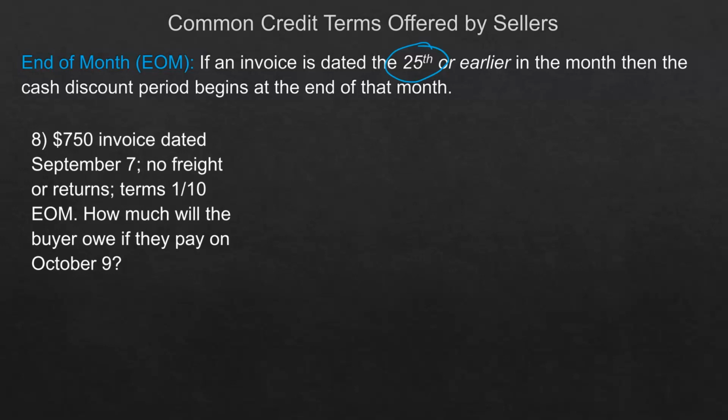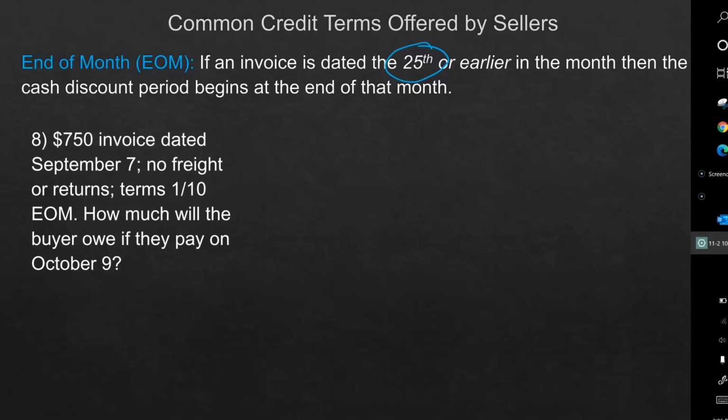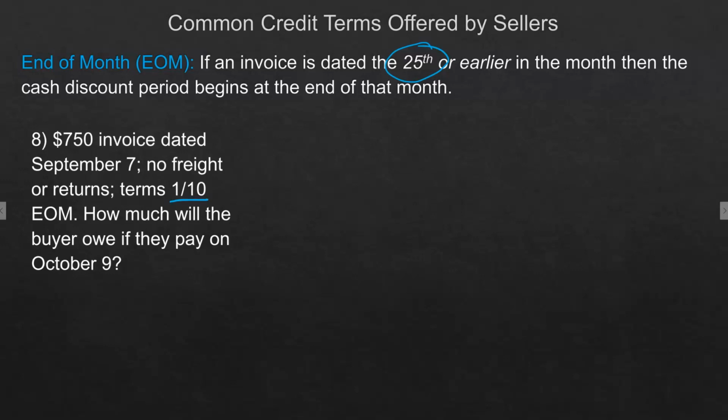Okay, so notice though that this one doesn't actually say anything about the credit period. It says terms are 1/10 EOM. So on this one, it's a 1% discount if we pay within 10 days from the end of the month. Now, this is going to be the end of the current month, right? Because the invoice was dated September 7th, right?